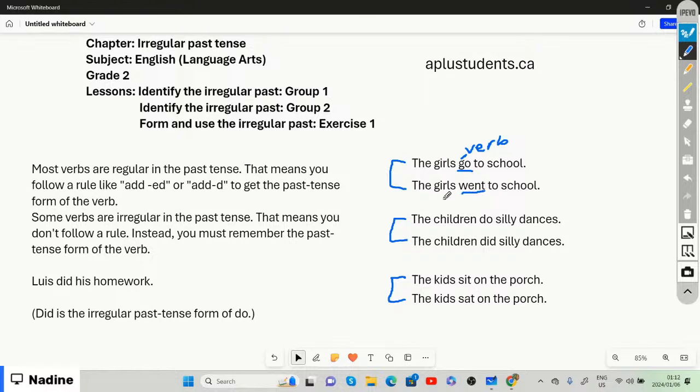And can you see how the wording, or the spelling of the word, even changed? We did not follow any rules. We did not add ed. We did not add d. We just had to remember the past tense form. So by saying the girls go to school, we are showing something that is happening now. But in the past, we say the girls went to school.